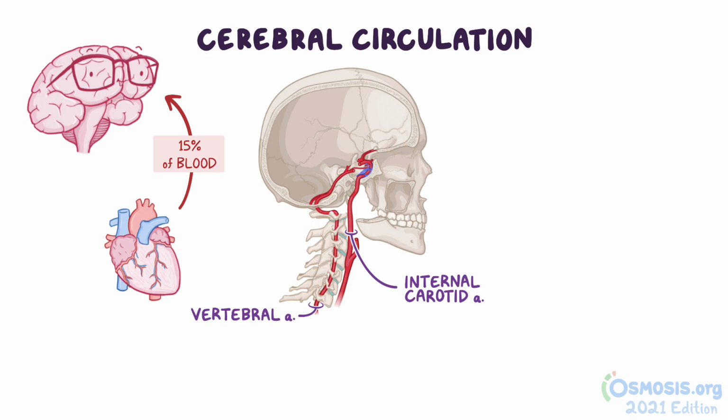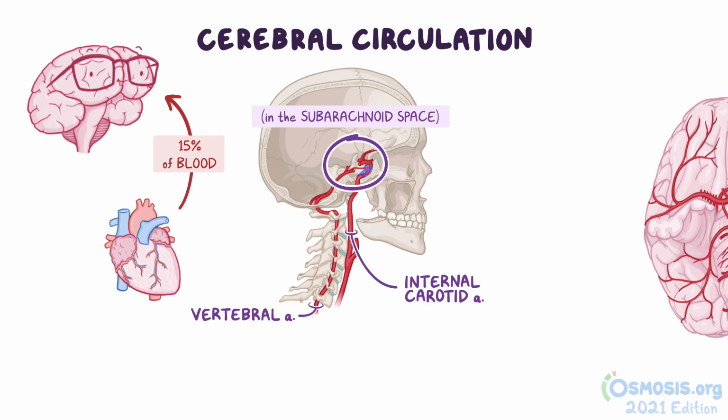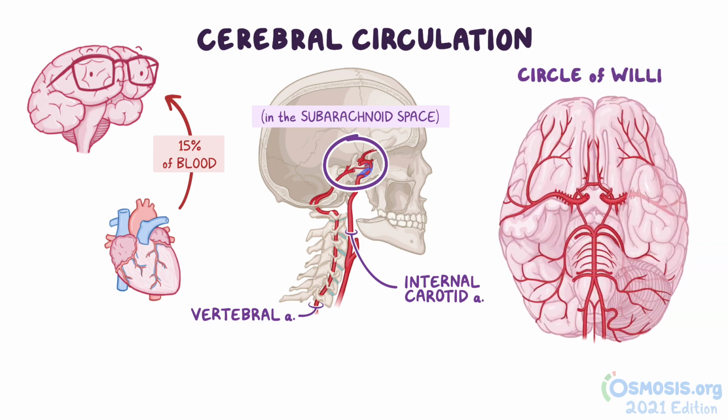branches. The terminal branches of both the internal carotid arteries and the vertebral arteries lie in the subarachnoid space, which is a space between two meningeal layers, called the arachnoid mater and pia mater. Anastomoses between these two arteries and their branches give rise to the circle of Willis, which is a system of vessels at the base of the brain that helps to ensure adequate blood flow to this vital organ.